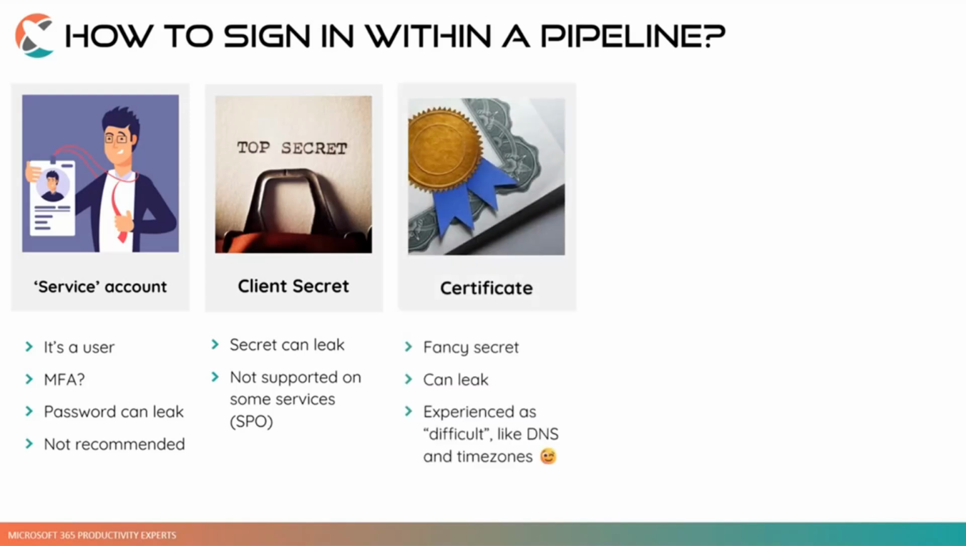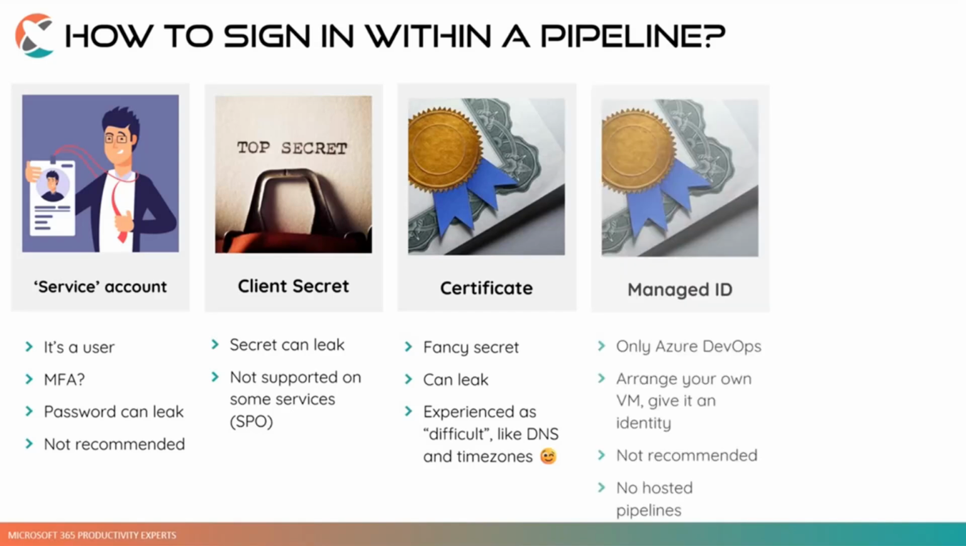Well, what do we use then? Well, maybe a certificate. Very nice. A certificate is really just a very fancy secret. It's like a secret in two parts. You've got a private secret and a public secret. Or at least you've got a private secret and a public key. And it's nice, but still, a secret can leak, and a secret can expire. And generally, secrets are experienced as being a bit difficult, just like DNS and time zones. So what do we use then?